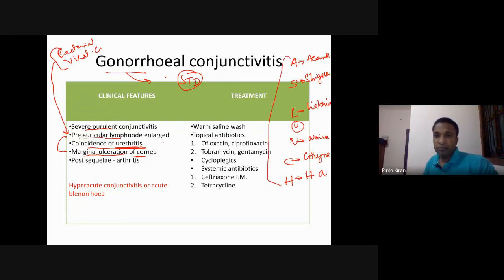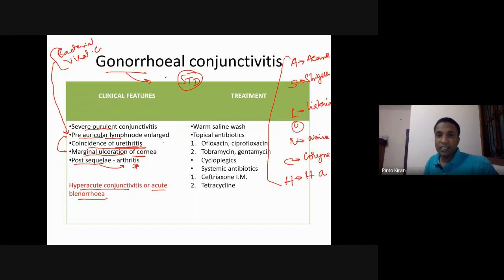The organisms which cross the intact corneal epithelium. And following this, if the patient recovers, post sequelae, the patient will develop arthritis. This is very important. Sometimes this gonorrheal conjunctivitis will produce very excessive watering or mucopurulent discharge. That's why it's known as a hyperacute conjunctivitis or acute blenorrhea.